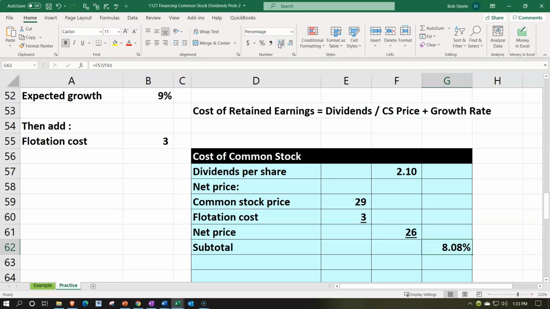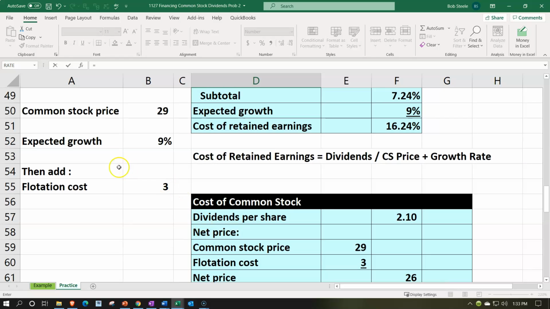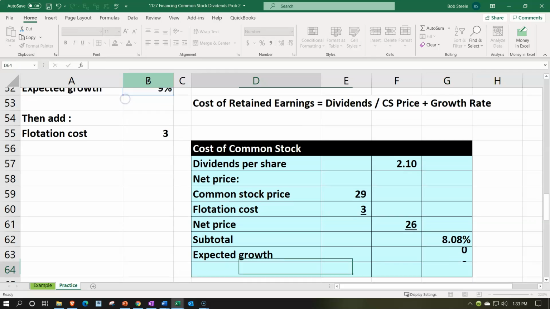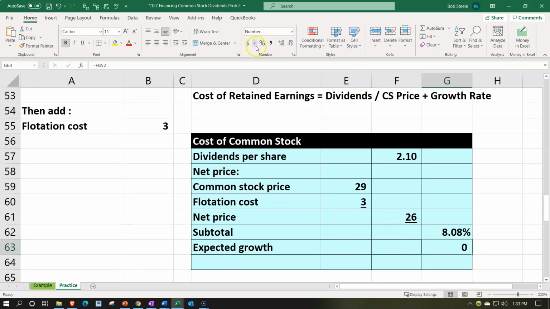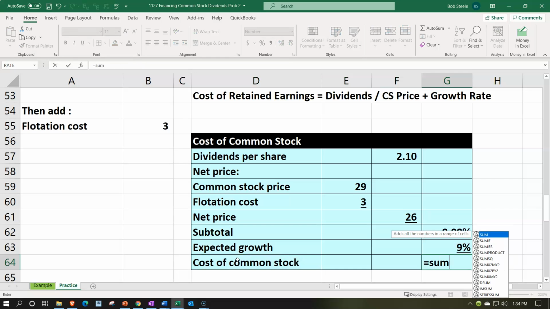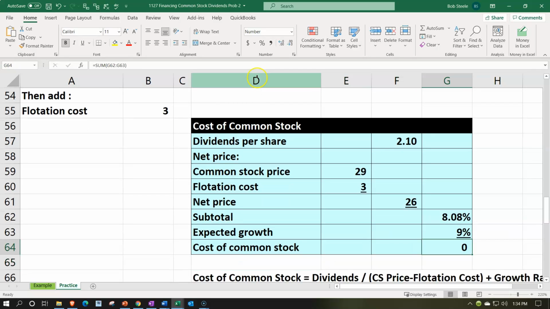We're at the 8.08%. And then we'll just tack on once again the expected growth, this time at the 9% on the expected growth. Adding that, making it into a percent, underlining it in the font group. That then is going to give us the cost of common stock. Sum function, equals SUM of those two, and then number group percent, add a couple decimals like that, 17.08.